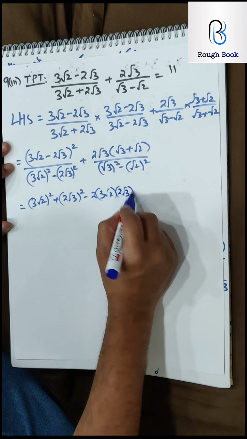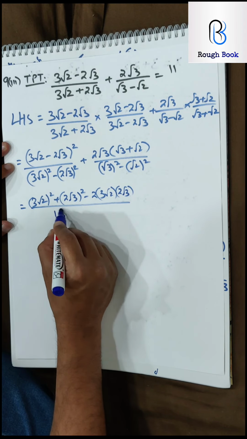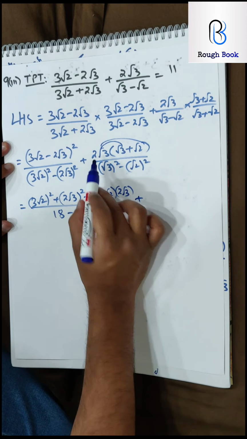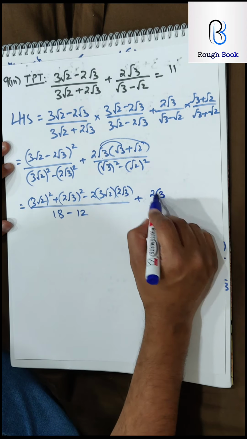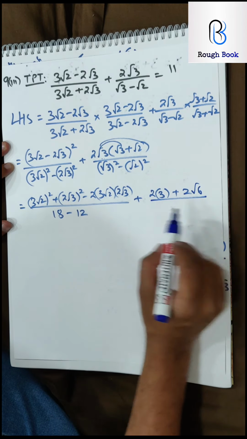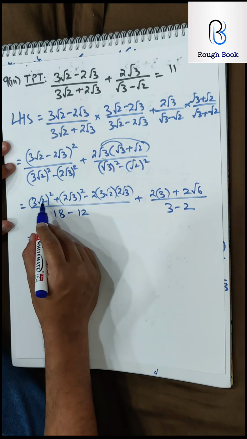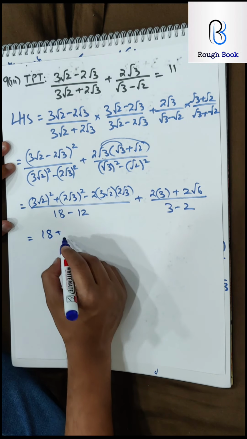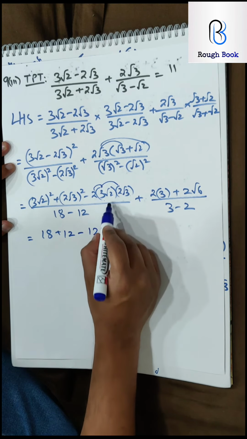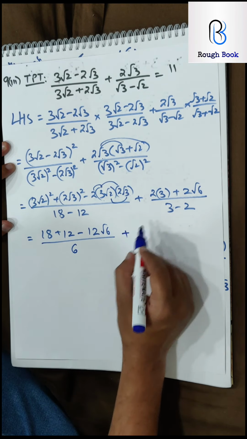If you can do it mentally, no problem. If you can't, then write the steps. 3 square 9 2s are 18. 2 square 4 3s are 12. Expanding this. So 2 root 3 into root 3 will be 3, and 2 root 3 into root 2 will become root 6. 3 minus 2. This will be 18 because 9 2s are 18, 4 3s are 12. 2 3s are 6. 6 2s are 12, and this root multiplies with each other upon 6.